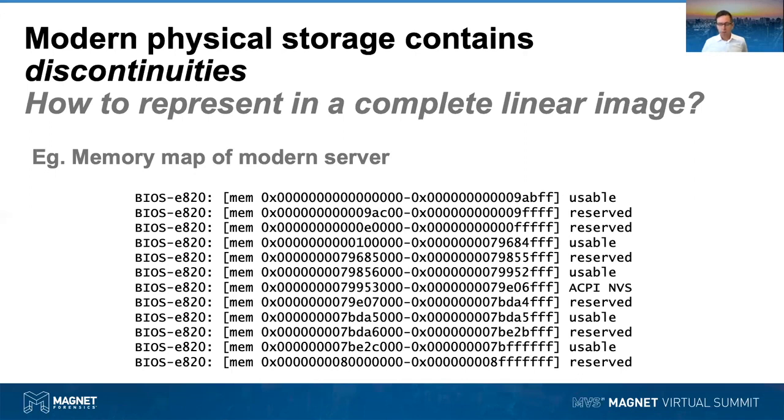So using a traditional AFF1 or a RAW, what do you do? There's no real provision in those image formats to actually describe where those holes are. So what we've traditionally done is just zero fill those holes and basically possibly document those outside of the image format.